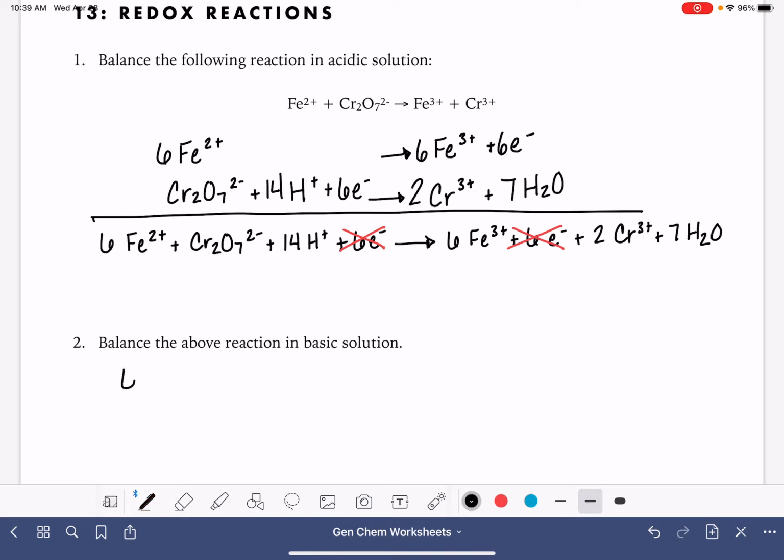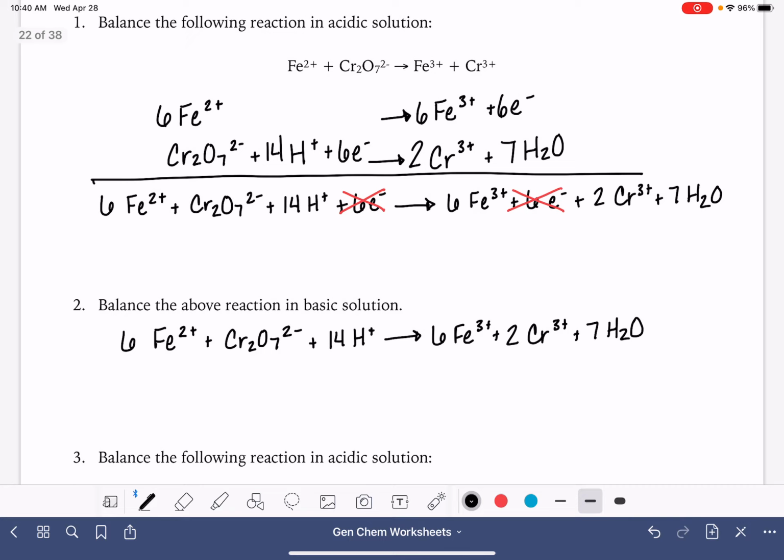Now the second part says balance the above reaction in a basic solution. If we're dealing with a basic solution, my suggestion is that you start by balancing it as if it was in an acidic solution. So what I'm doing now is just copying my balanced equation in acidic solution, so we can work from there. 6 Fe3+, 2 Cr3+, 7 H2O.